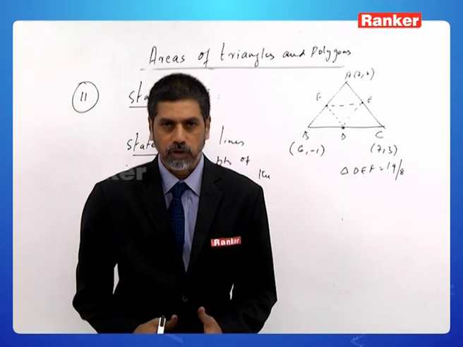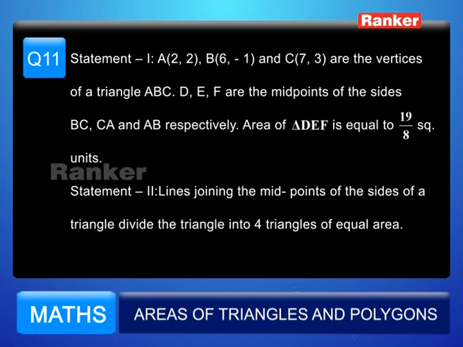This is a problem based on logical reasoning. Statement number 1 says we got a triangle ABC, vertices declared as 2, 2, 6, minus 1, 7, 3. D, E and F are the midpoints of BC, CA and AB. And the area of triangle DEF is 19 by 8. Now that we'll have to verify by actual calculation.